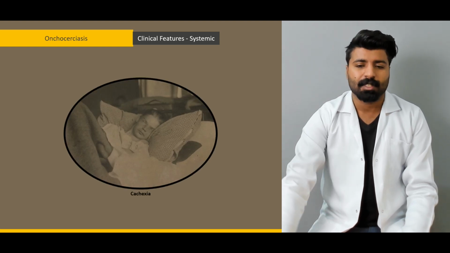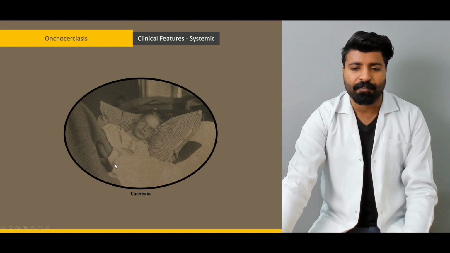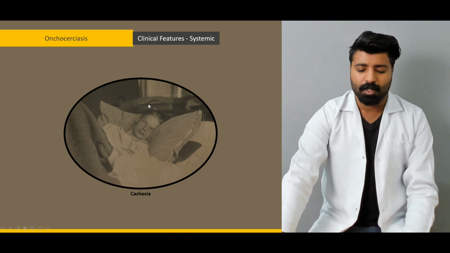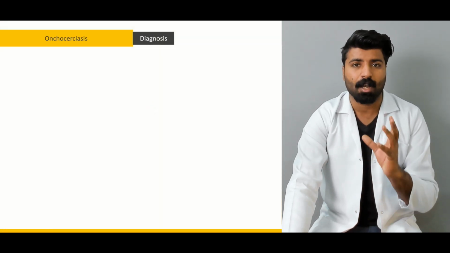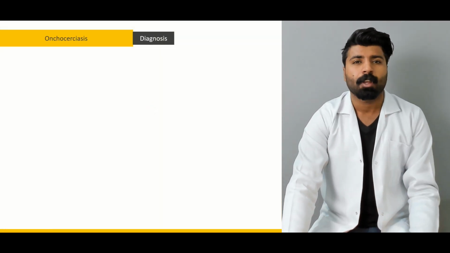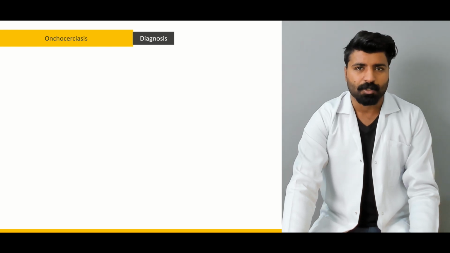Cachexia. You can see the patient; it's actually a definition of it. So this is what the patient will be presenting to you with: systemic illness, systemic clinical manifestation. Now, how do we diagnose this patient?